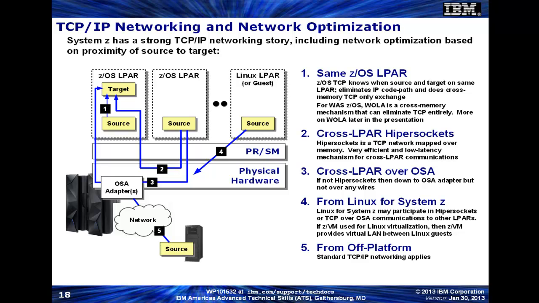Another networking function of System z is something called HiperSockets, which is a means of mapping an IP network onto a virtual network deployed on the memory backplane of the physical System z server machine. Again, no adapters are exercised, no wires or fiber optics are employed. Even if HiperSockets is not defined, the system is smart enough to understand when the IP call is between LPARs, and it will drive the function down to the system adapter, but not out onto the network wires.